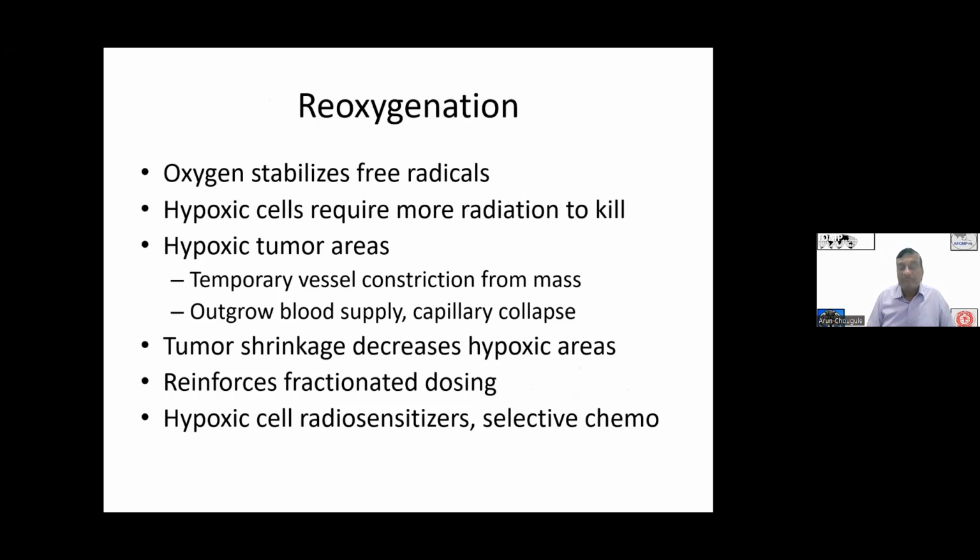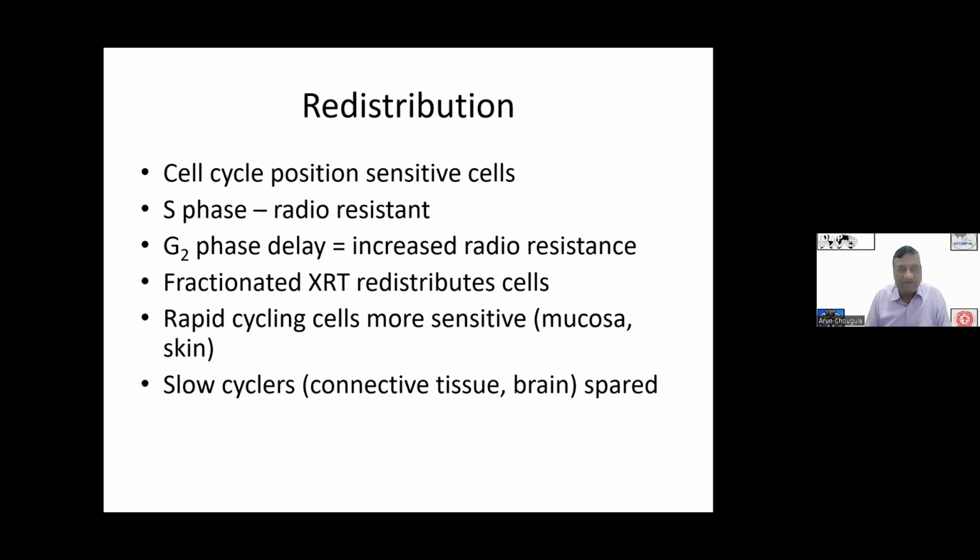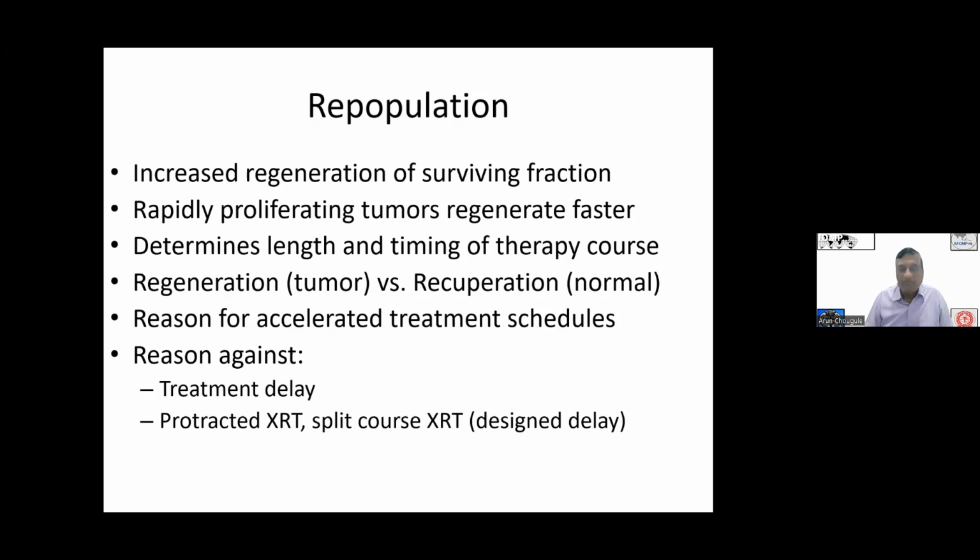Oxygenation: oxygen stabilizes free radicals. Hypoxic cells require more radiation to kill. Hypoxic tumor areas arise from temporary vessel constriction, the mass outgrowing its blood supply, and capillary collapse. Tumor shrinkage decreases hypoxic areas, and reoxygenation takes place, which reinforces fractionated dosing. For hypoxic cells, use sensitizers and select chemo; that is what I told you about the sensitizers. Redistribution in the cell cycle: S phase is radioresistant, but the mitotic phase is the most sensitive. So rapidly cycling cells are more sensitive, and that is how you have to plan your fractionation.